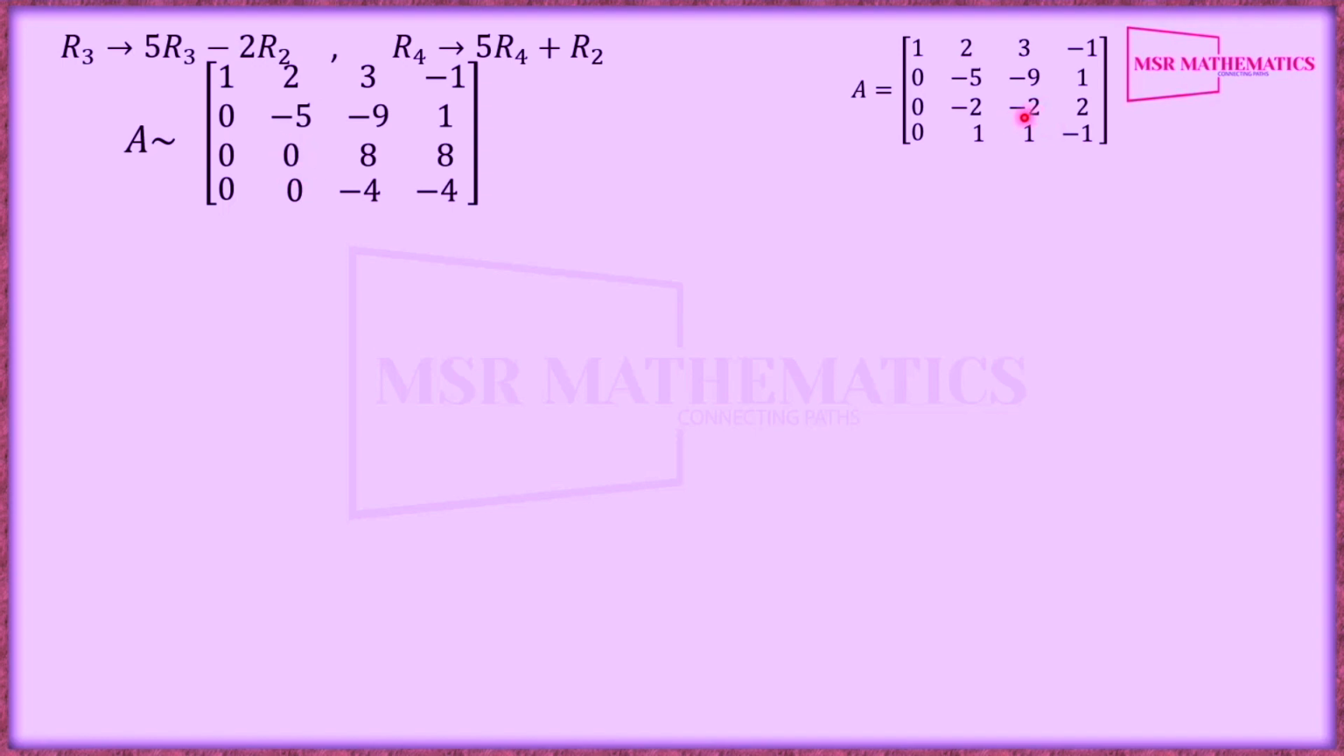Similarly, for this value, R3 is -2. Substituting the R3 value as -2 here, 5 into -2 is -10. Then -2 into R2, which is -9, gives minus 2 minus plus 9 into 2, which is 18.